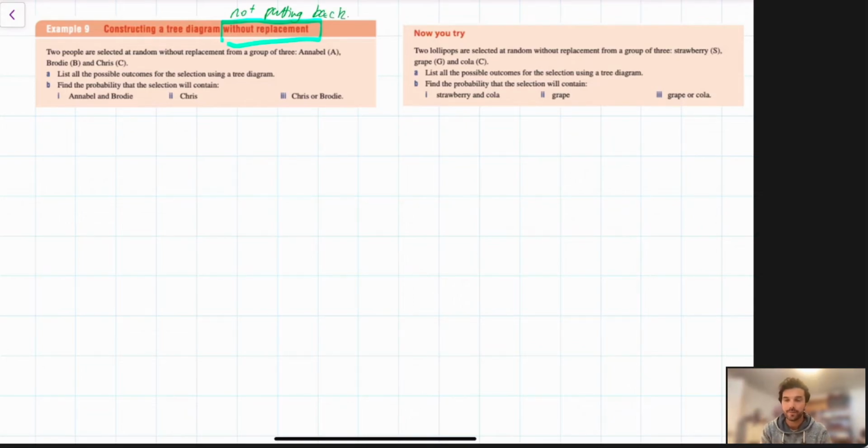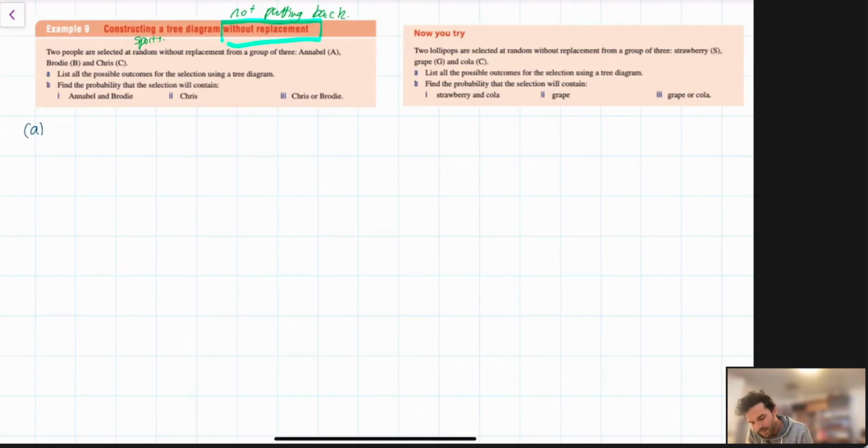So here we go. 2 people are selected at random without replacement from a group of 3. So maybe they're choosing a sports team and it's out of 3 people and they're just trying to choose 2. So those people are Annabelle A, Brody B, and Chris C. List all the possible outcomes for the selection using a tree diagram. We're also going to be using an array as well. So here we go.